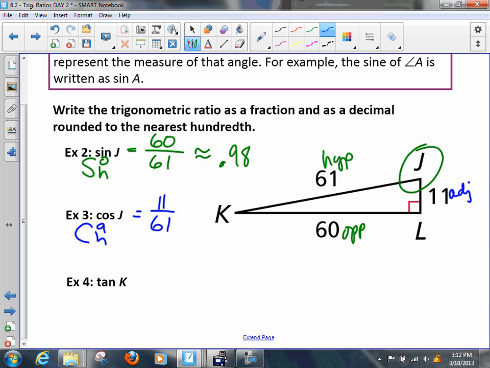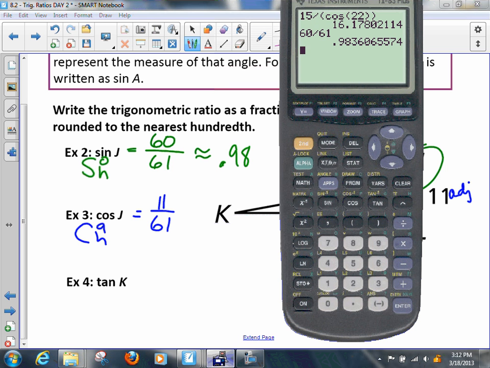You guys cool with that? Do you see what I'm doing? All right, figure out what that decimal is to the nearest hundredths. I get 0.18? Yep.